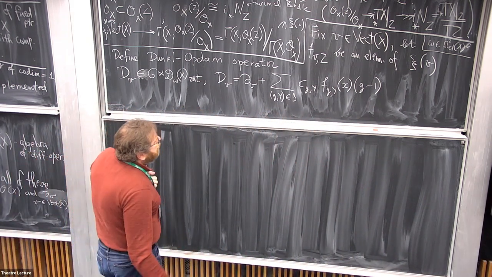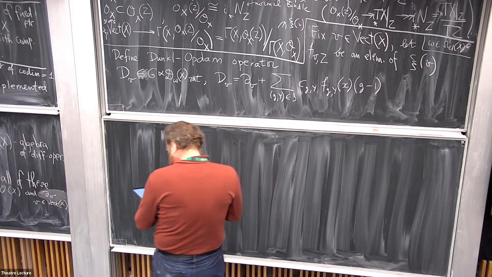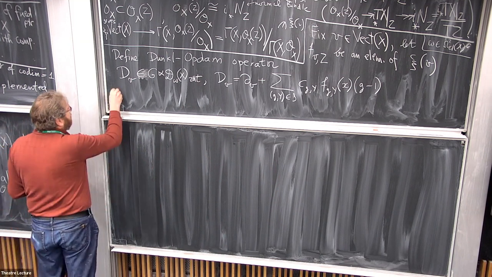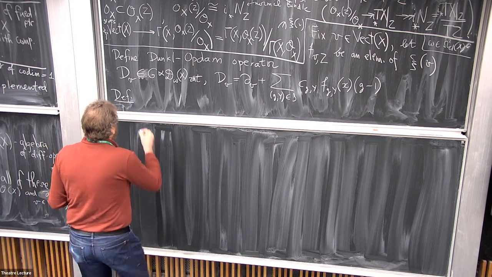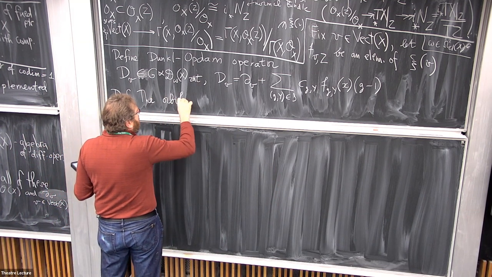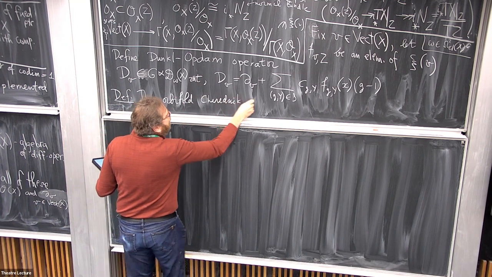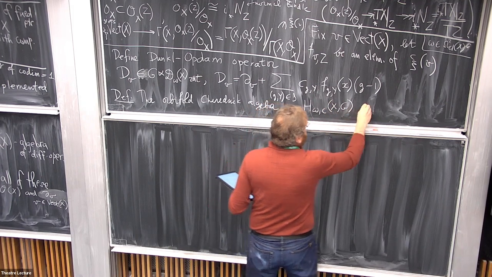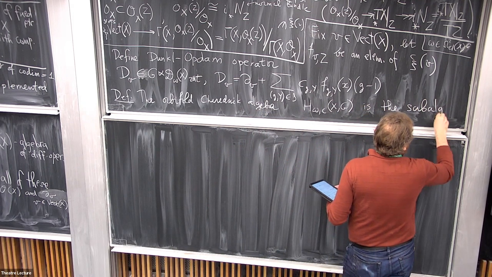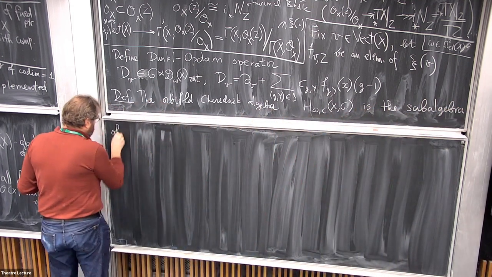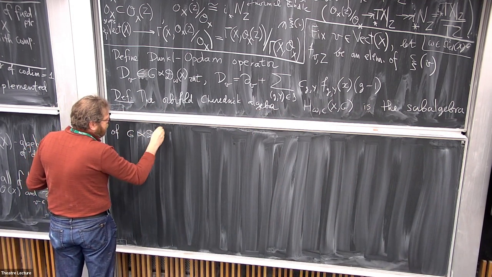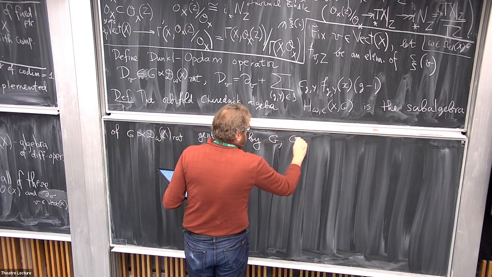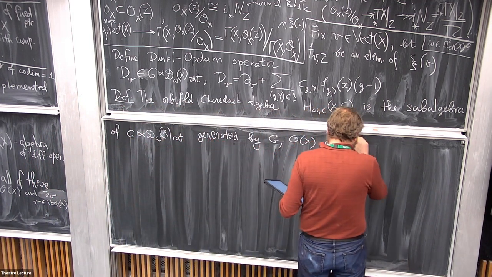So these are the Dunkl-Opdam operators, and then you make the following definition. The orbifold Cherednik algebra H_omega,c of (X,G) is the subalgebra of this G semi-direct product D_omega of X rational, generated by G, by functions on X and various operators D_V.